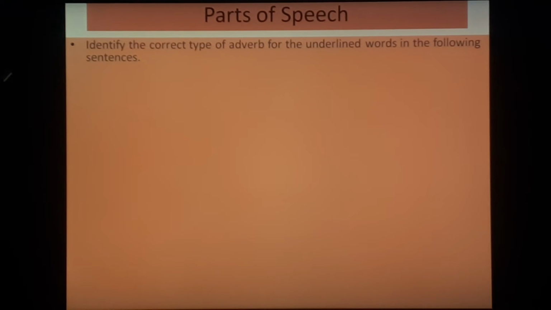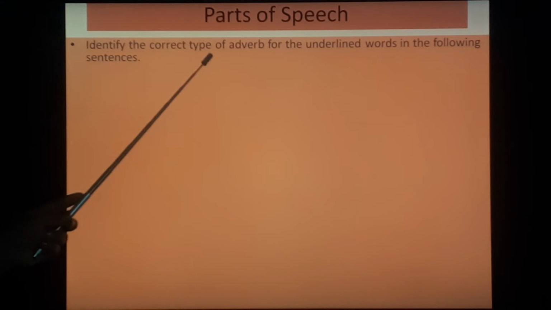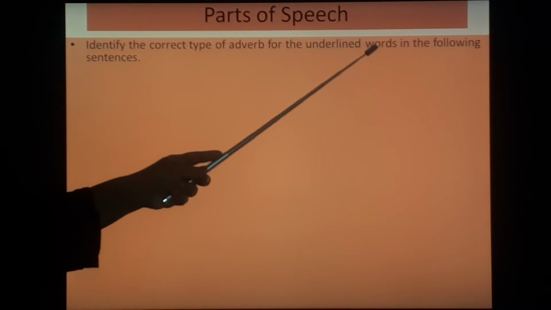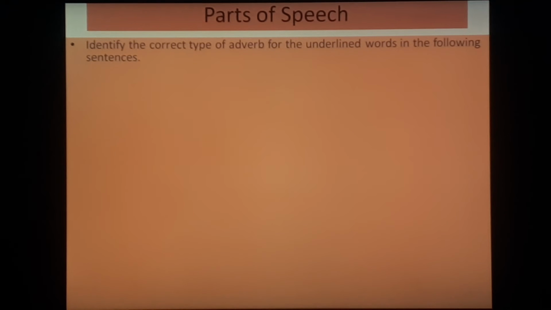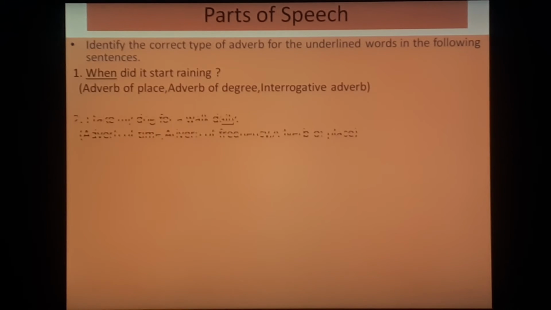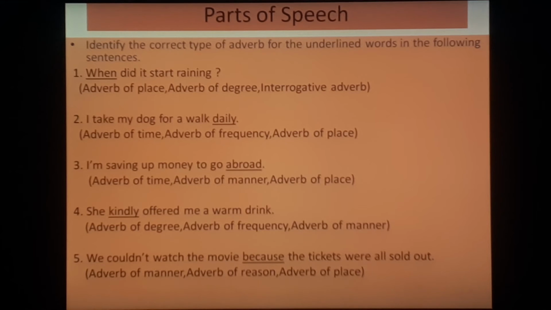See, here we have already completed all kinds of adverbs. So here a combined exercise will come. Identify the correct type of adverb for the underlined words in the following sentences. We have already seen all kinds of adverbs and here a combined exercise is given. So the underlined part is also given and below that you have this bracket. So from the bracket, which one is correct, that you have to find out. Do it now.